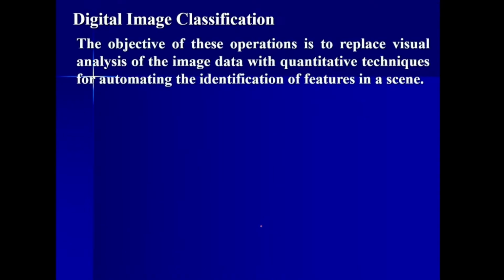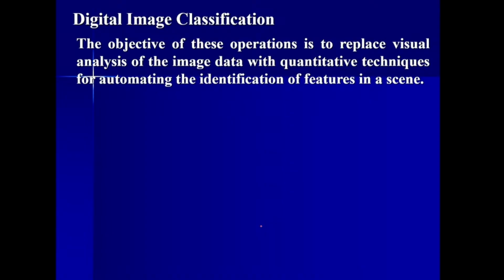Then coming to digital image classification, the objective of these operations is to replace visual analysis of the image data with quantitative techniques for automating the identification of features in a scene. That means previously there were hard copy images on a paper print, and on that people did the visual interpretation, mapping the forest boundary, water boundary, built up boundary, like that. So they were extracting these classes.